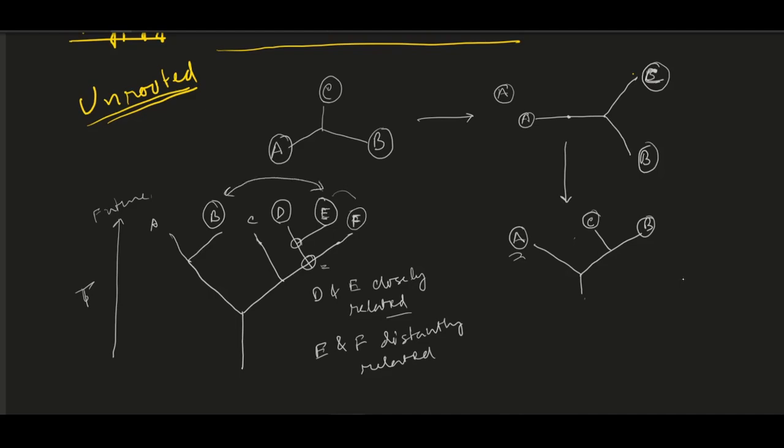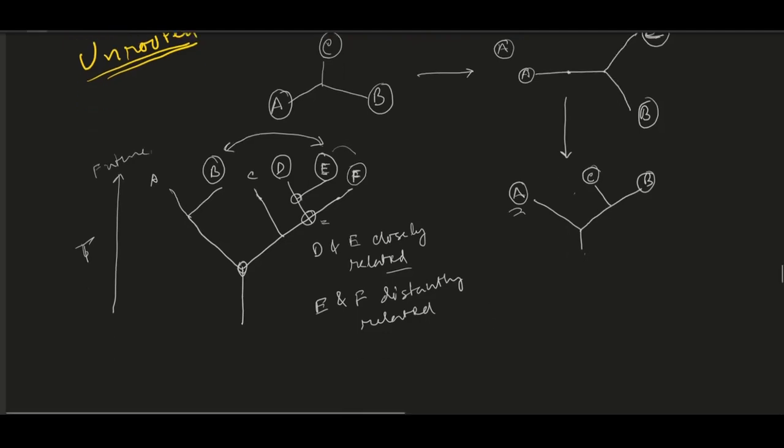But if we consider E and B, to find the relation between E and B, we have to travel to this point. So we have to travel farther into the past than in the case of E and F. So B and E are relatively more distantly related than E and F. So to find a relation, we have to read the phylogenetic tree from upward to downward.